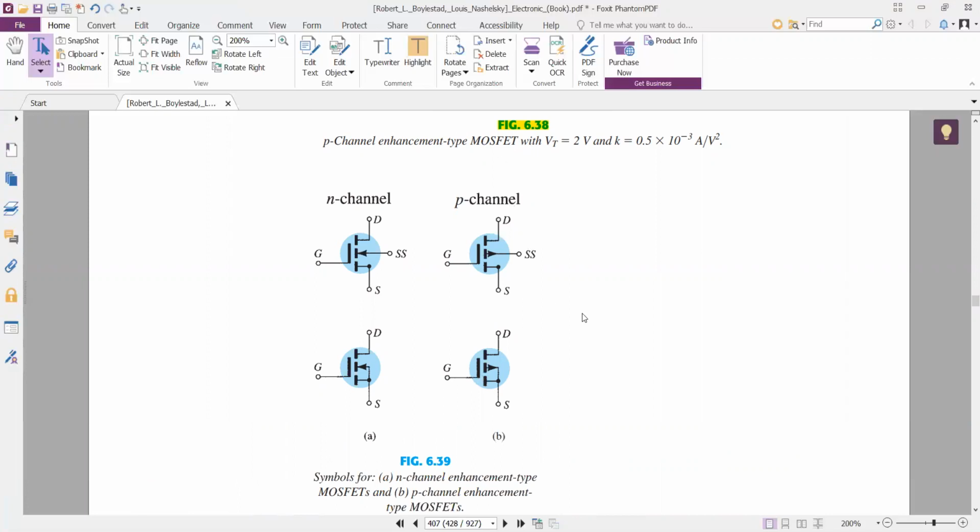With this, the lecture is over and this chapter is also over. Now we will start the DC analysis of MOSFETs in chapter number 7. Thank you very much.